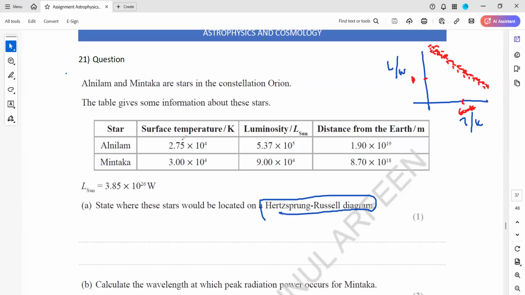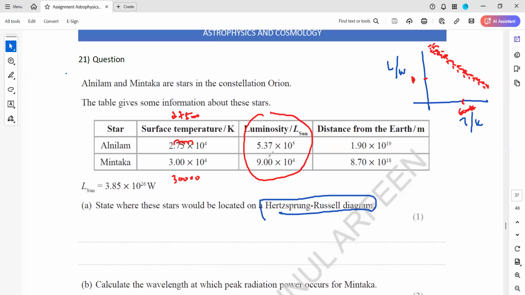But when you see this one, because it is 10 power 4, so it will be 1, 2, 3, 4. So it will be 27,500. What about this one? This will be about 30,000. Their surface temperature is very high. So likely they will be on this side. And the luminosity is also, as you can see, very high compared to that of the sun.